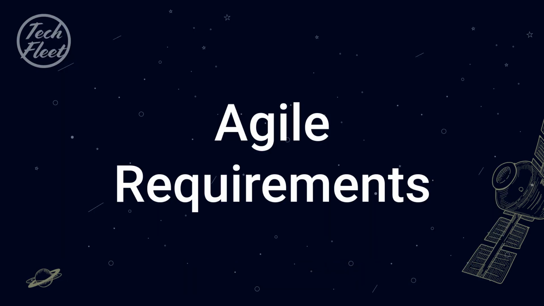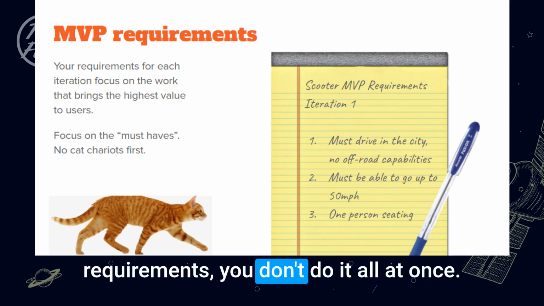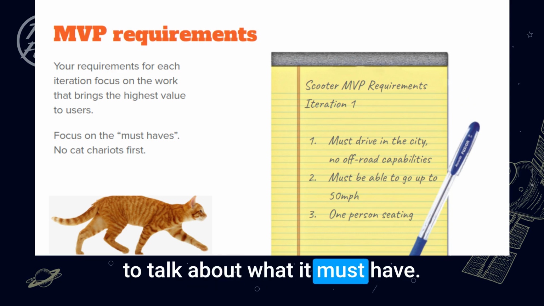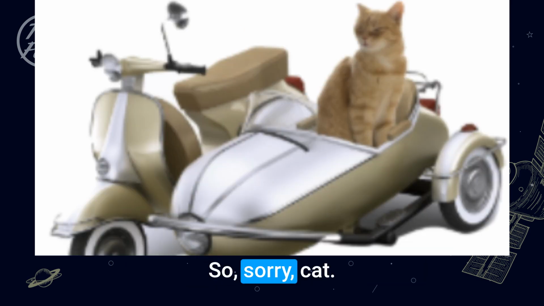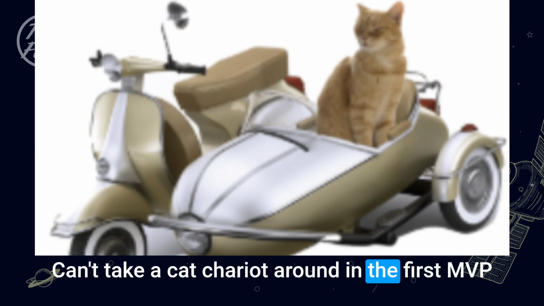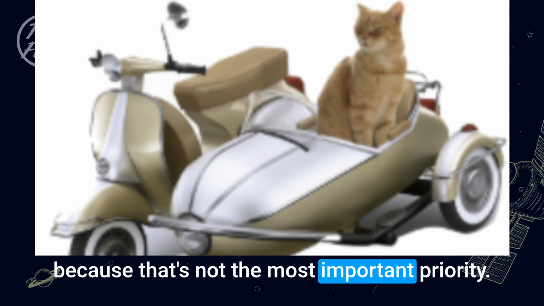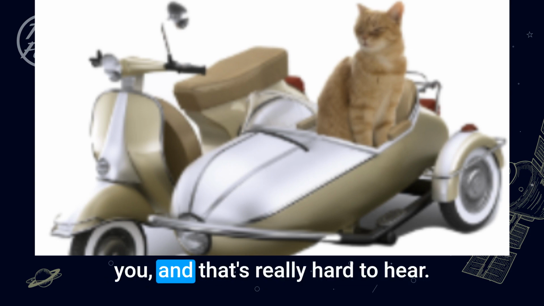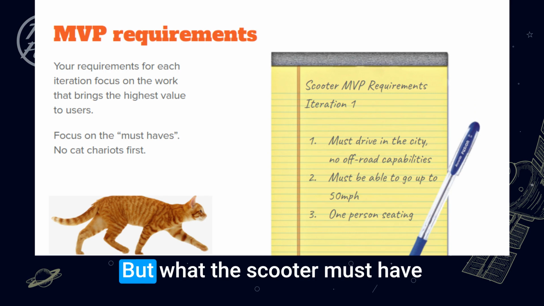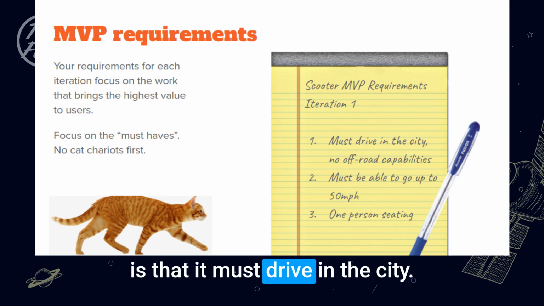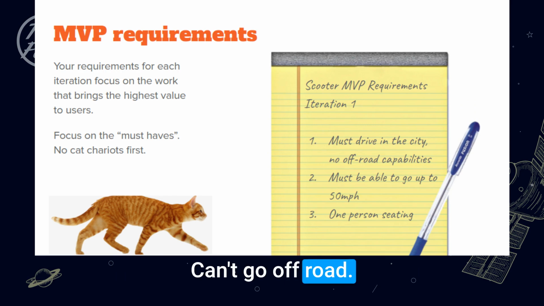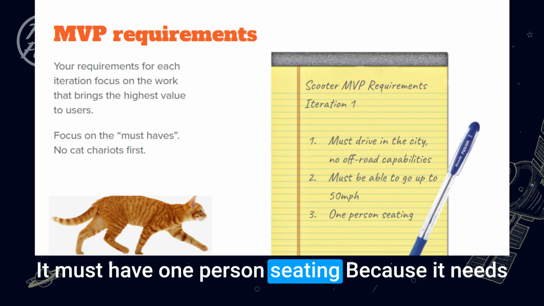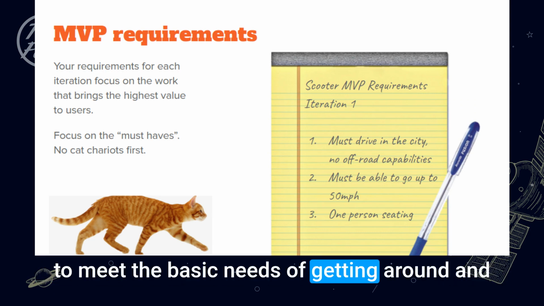Agile requirements. When you're gathering Agile requirements, you don't do it all at once. If you're building an MVP, you have to talk about what it must have. So, sorry, Cat. Can't take a cat chariot around in the first MVP because that's not the most important priority. I apologize, Cat. I know that that's disappointing for you, and that's really hard to hear. But what the scooter must have is that it must drive in the city. Can't go off-road. It must be able to drive a reasonable speed. It must have one-person seating because it needs to meet the basic needs of getting around.